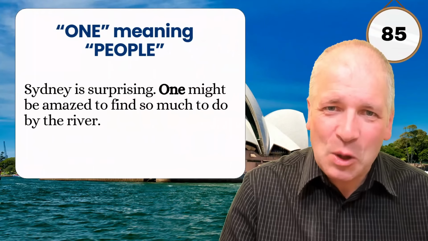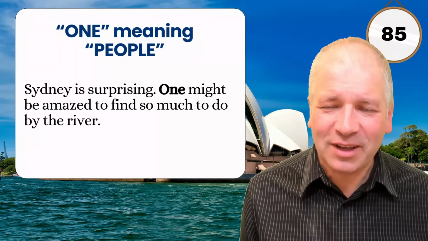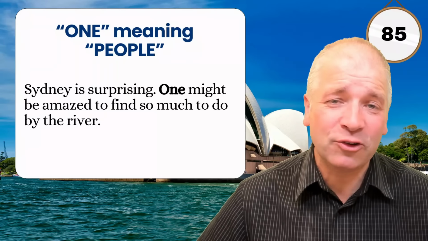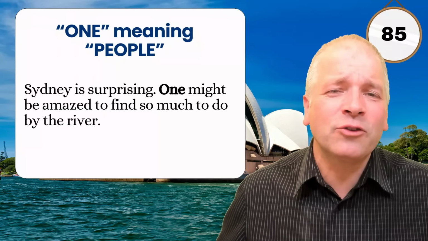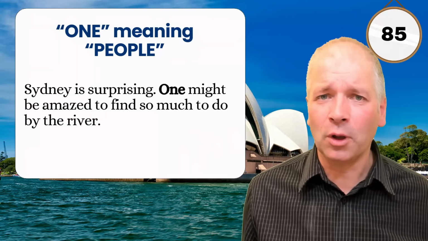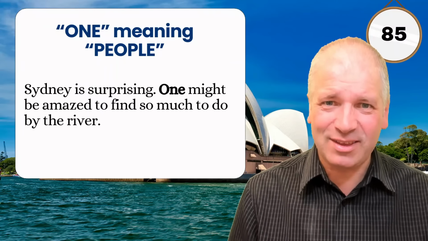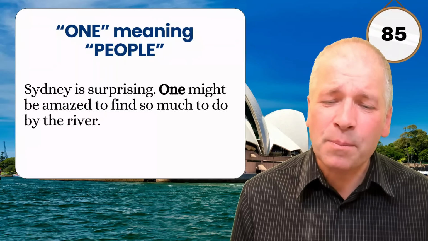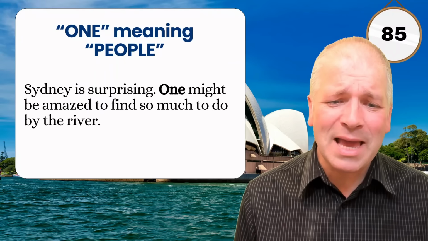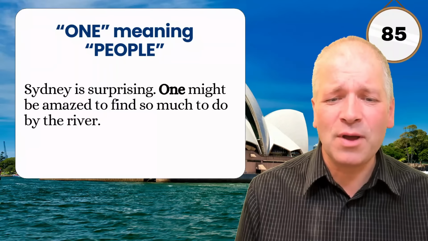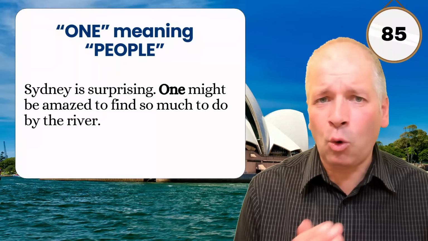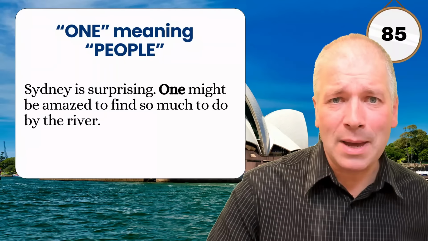One is an interesting word. It comes from old-fashioned English, but we still use it in some situations. And often if we want to refer to all people, we'll use one instead, such as in this example. Sydney is surprising. One might be amazed to find so much to do by the river. And one simply means all people. All people might be amazed.